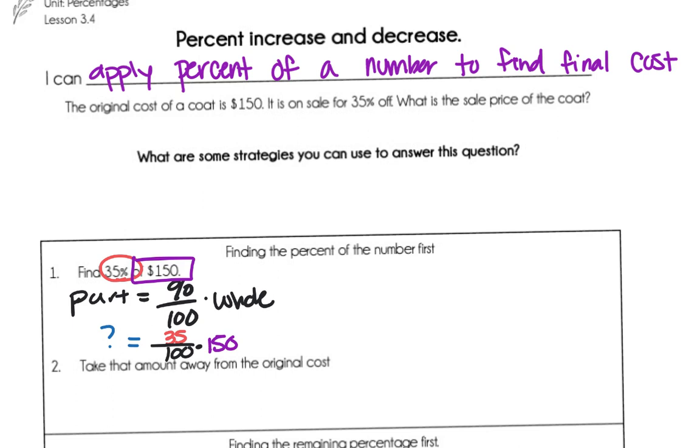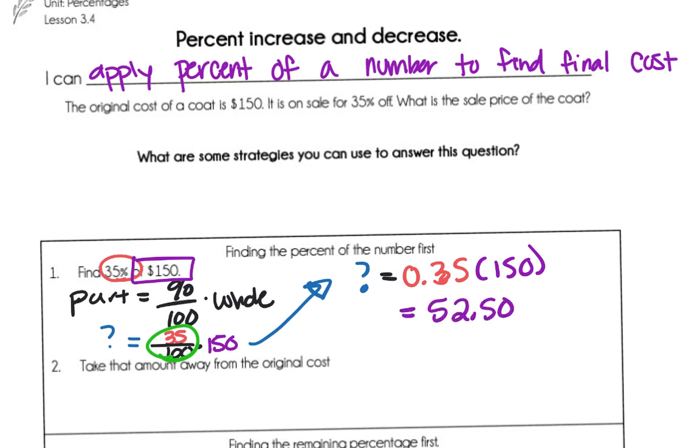Just pulling out my calculator. So when I have one like this, I start by taking my percent divided by 100. I'm just going to rewrite everything up here. So 35 divided by 100 is 0.35 times 150. Okay, and I just put that in my calculator, and that is $52.50.